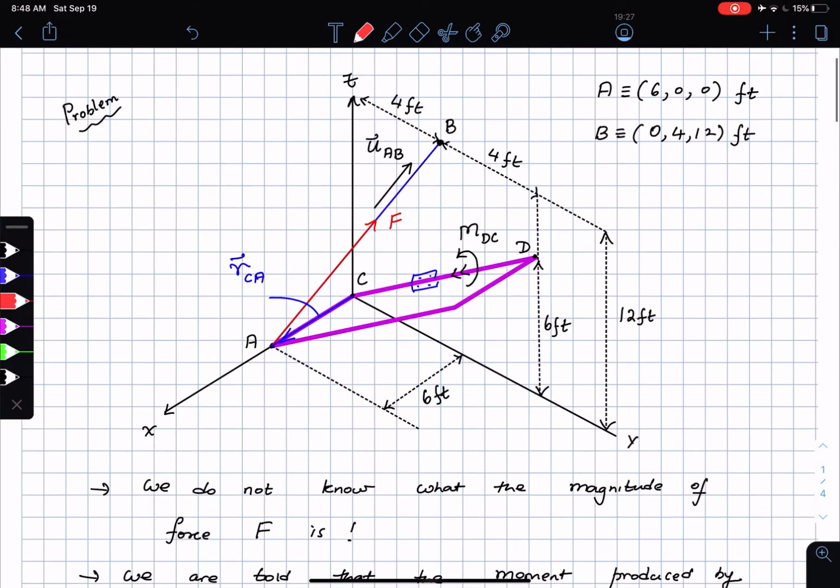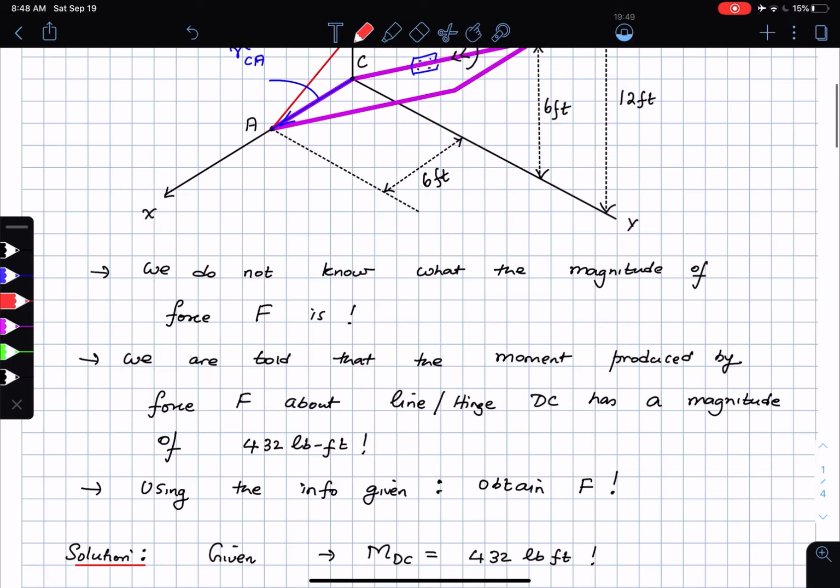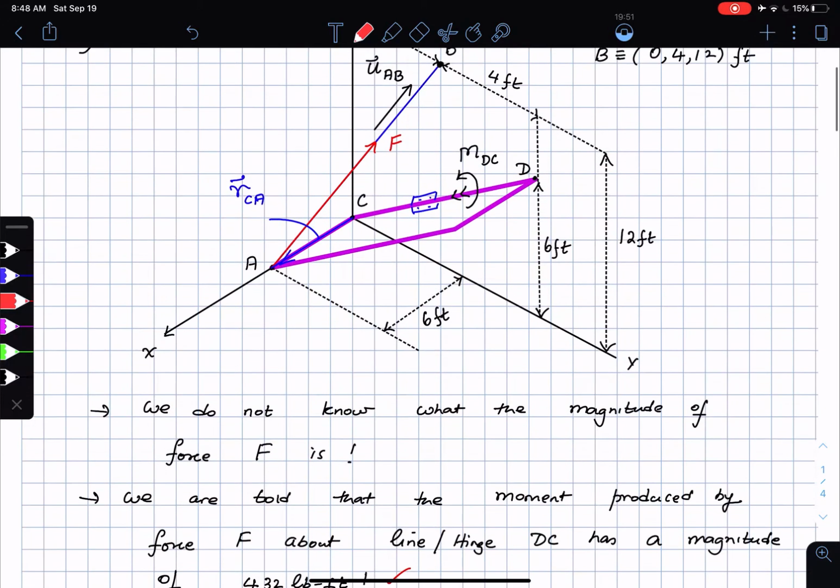Okay, here is the problem. I have a door, there is a hinge on this door, and then there is a force from point A to point B because there is a cable along that line there. I'm told that the moment of this force about the hinge axis is given to me as 432 pound-feet. That's typically what is given to me here. And I'm told that this moment is directed along the line DC. I need to find the value of the force F.